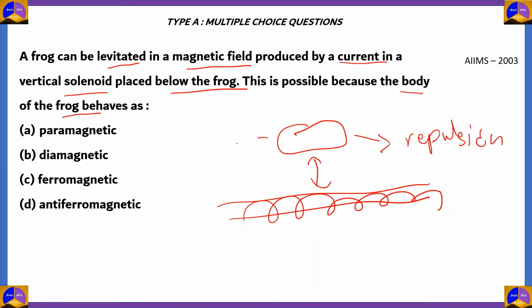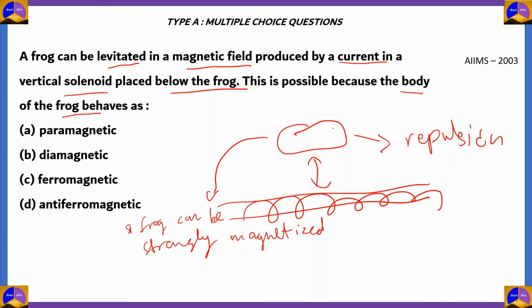Therefore, since the body is levitated, we can say that there is the possibility that the frog can be strongly magnetized. So if the body of the frog is magnetized and then the poles are opposite, then repulsion occurs. A high amount of repulsion occurs, which can be strong enough for us to levitate the frog.